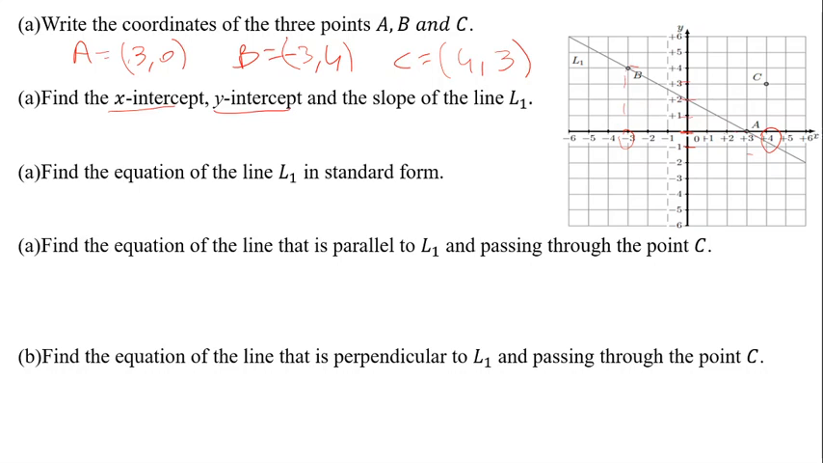So what is the x-intercept? It's clearly the point, the number at which the line intersects the x-axis. So it's 3. And y-intercept is clearly 2.